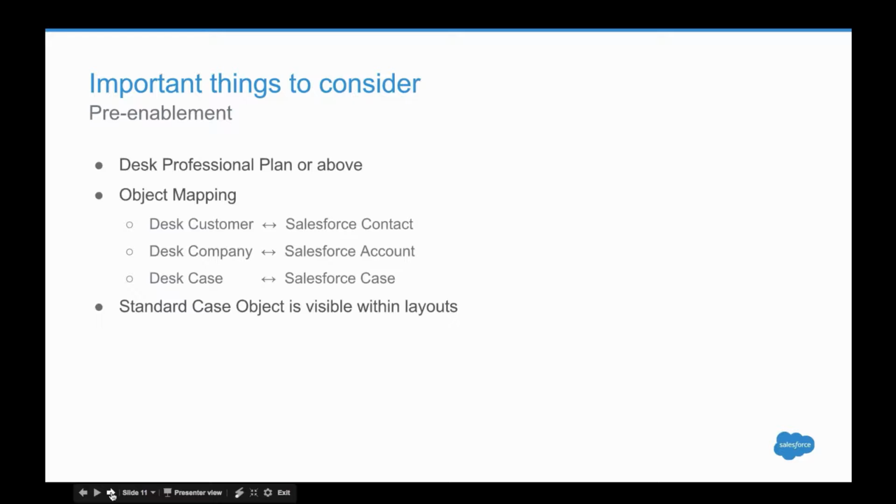Object mappings. This is a very important consideration. You need to keep in mind that the Desk customer record syncs directly with the Salesforce contact. The Desk company record syncs directly with the Salesforce account, and the Desk case record syncs directly with the Salesforce case. So while we're syncing data, we need to make sure where exactly we want to update the data so that it's going to sync to the corresponding object.